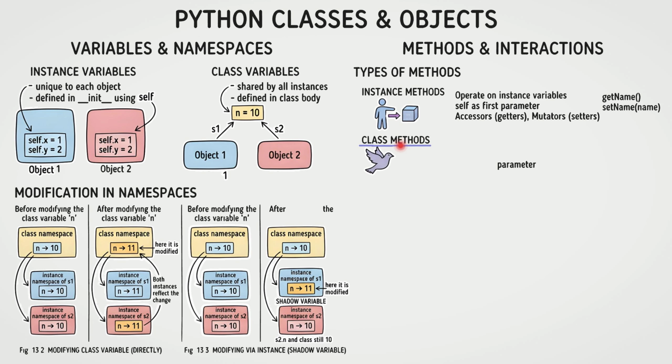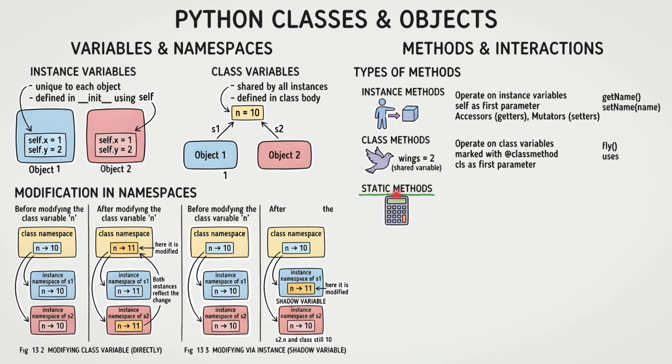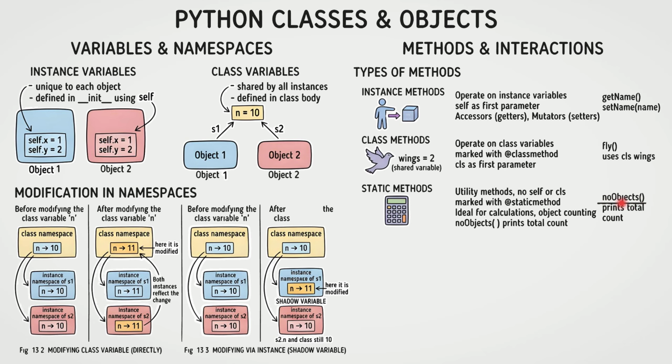Second are class methods. These operate on the shared class variables. We mark them with the @classmethod decorator and use cls instead of self. For example, if we have a Bird class where wings equals 2, a class method would use cls.wings to ensure every single bird shares that same trait. Third, we have static methods. These are simple utility methods, marked with the @staticmethod decorator. They don't need self or cls because they don't modify object state. They are ideal for independent calculations, like counting total objects.